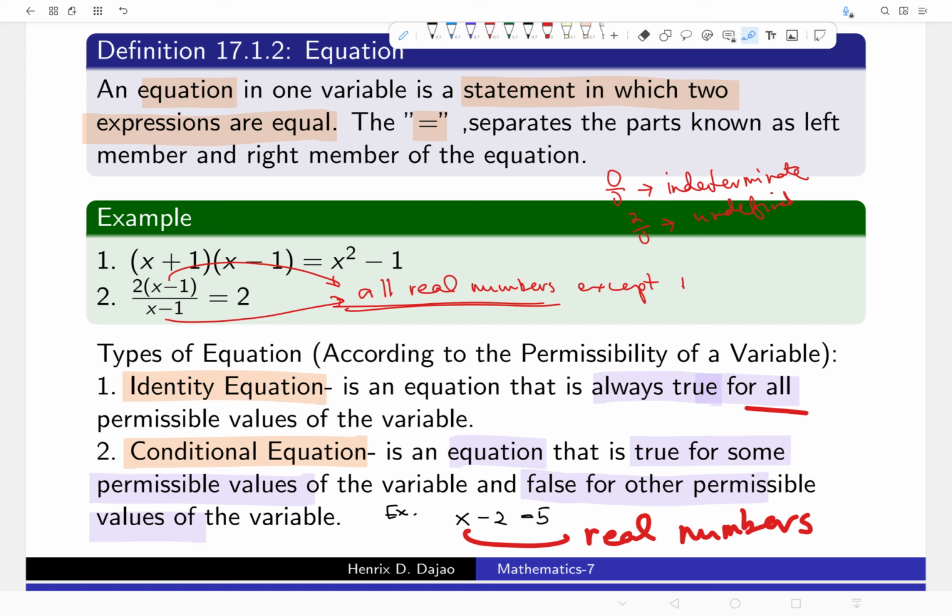So in the next part of this video, we will develop a technique for how we're going to solve conditional equations.